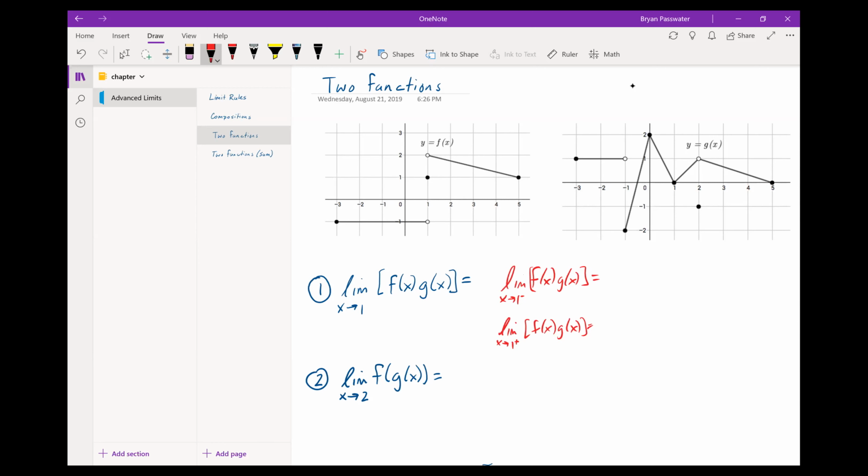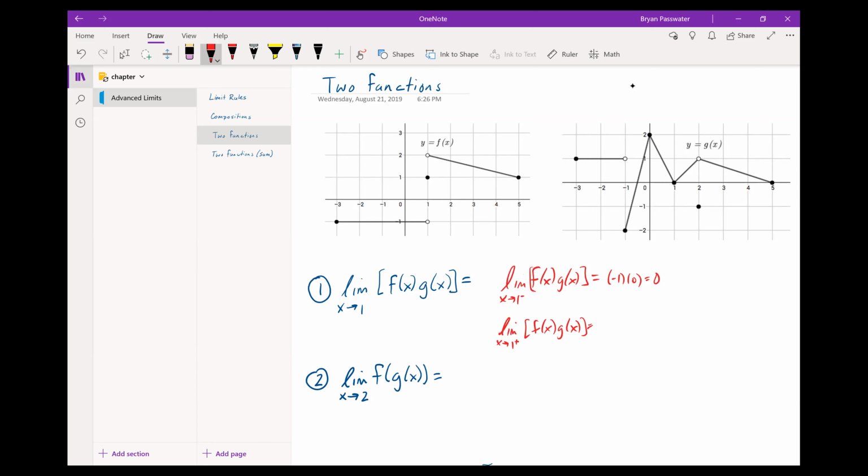And let's see what happens. So if I'm approaching 1 from the left only of f times g, well, in this case, we realize that on the function f coming from the left, our limit is going to be -1. And for g coming from the left of 1, our limit is going to end up being 0. And so our overall limit from the left is going to be simply 0.